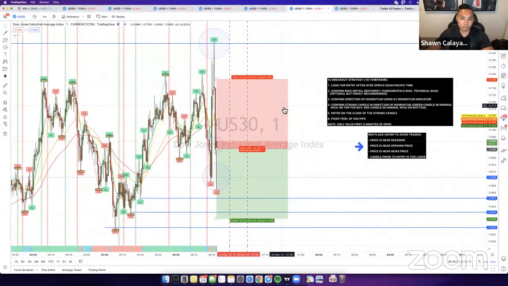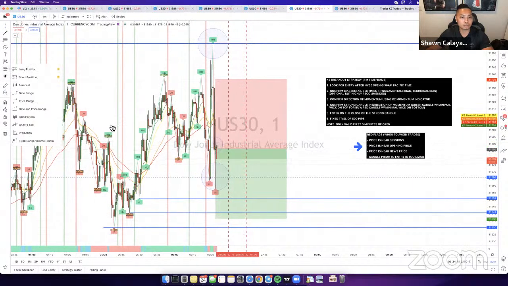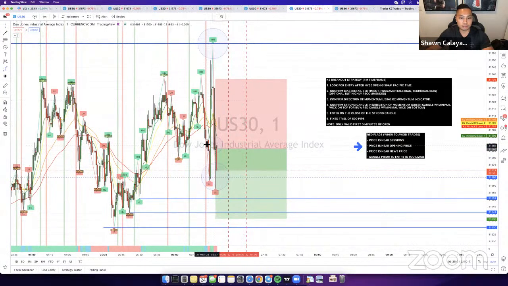So I did exactly what I was warning you guys of. I waited for it to pull back a little bit as it came down right here. I entered the trade, and then as it pulled down right here, I manually exited as it got close to the opening price. So I caught it for about 200 pips.